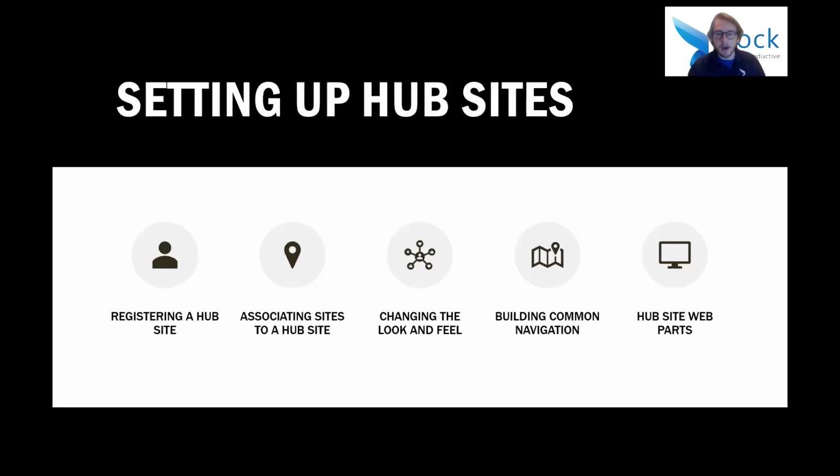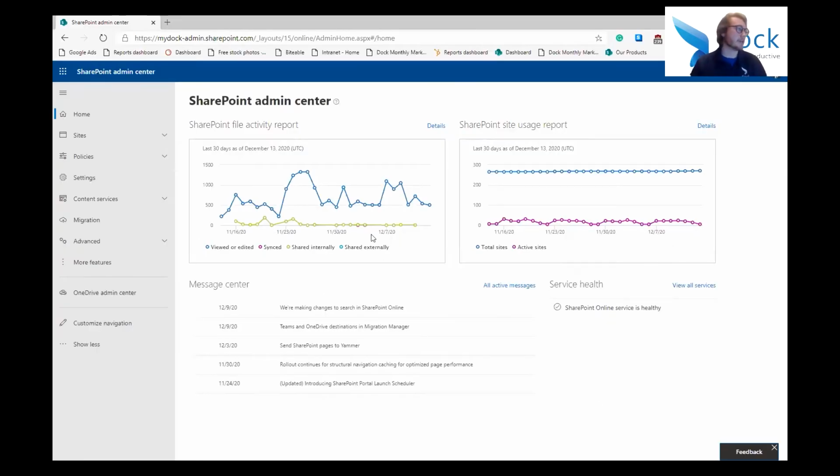There we go. All right, so as you can see right here, we're in the SharePoint Admin Center. The thing about creating a hub site is you need to be a SharePoint admin to do it. You do not need to be an admin to associate a site. You just need to have the permissions to do so. But in order to associate a site, you have to have admin access.